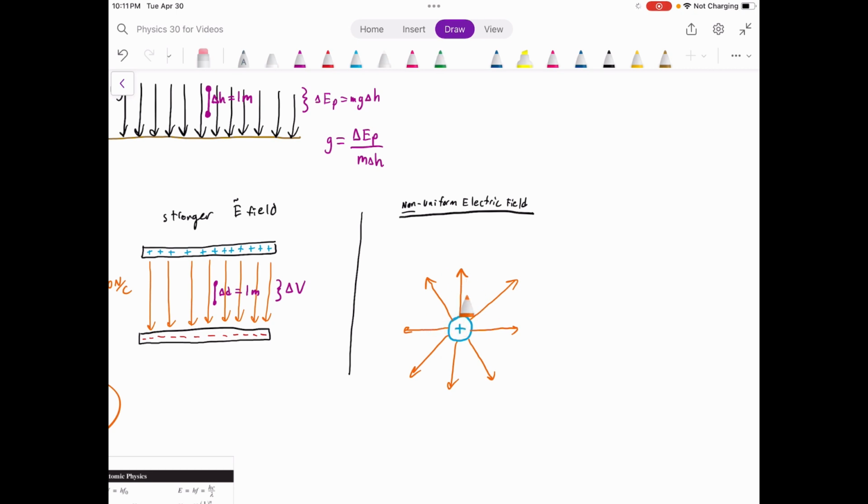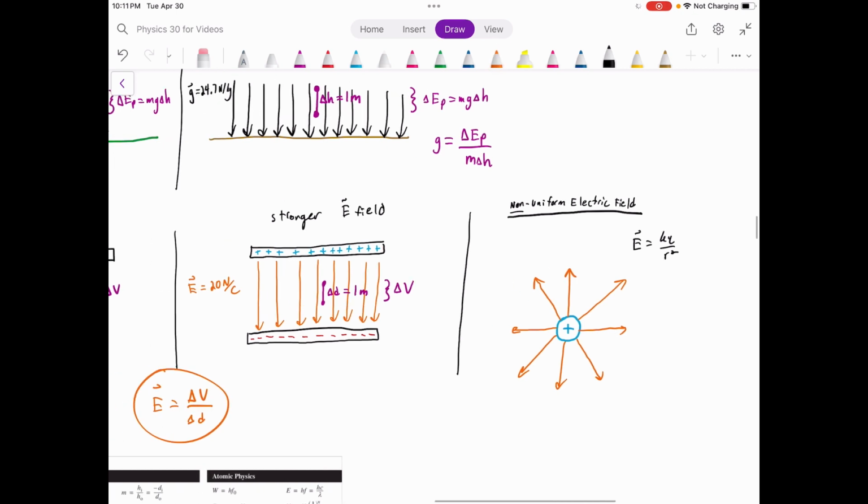So this is a non-uniform electric field because we know this would be kQ over r squared, right? And therefore we know that the electric field is much weaker here than it is here. It is not 20 newtons per coulomb here or here or here or here. The electric field is actually getting weaker as we go further and further away, kQ over r squared. So this is a non-uniform electric field.